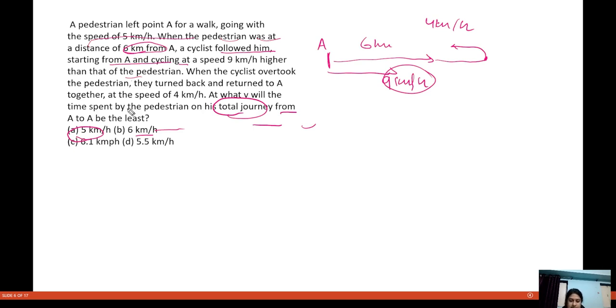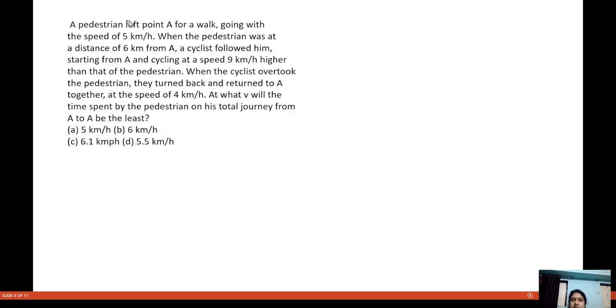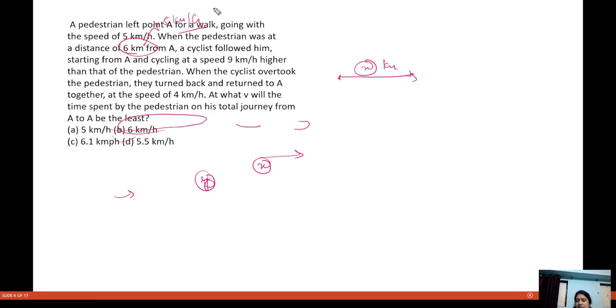Okay, so let us do this. See, look at this question. Now see what this question is actually asking, that at what speed, let's say we'll take x as the speed, will the total time spent by the pedestrian on his total journey be the least. Now see what speed they are actually asking. The pedestrian who is traveling at x kilometer speed, that speed they're asking. We don't have to consider the 5 km per hour.